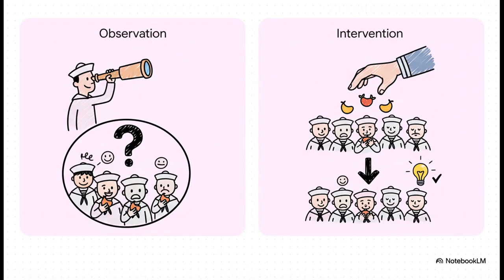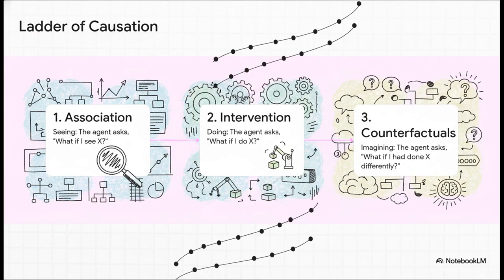It's a massive leap. This whole idea leads us to something called the ladder of causation. It's a framework for how we can think about intelligence. At the very bottom, the first rung, you have association. That's just seeing patterns. Then you climb to the second rung, intervention. That's actively doing things to see what happens. But the top, the highest level of understanding, is counterfactuals. This is the ability to imagine, to ask, what if I had done something different? That's where real intelligence kicks in.